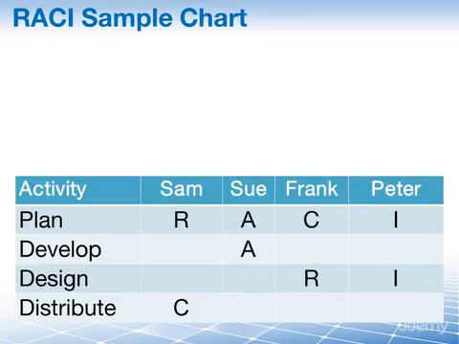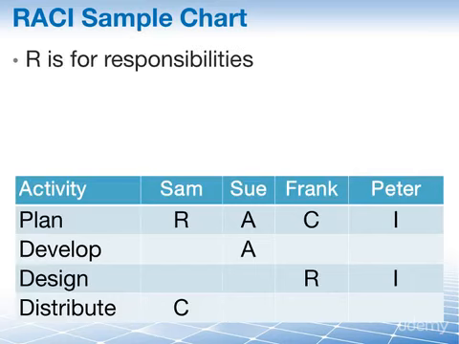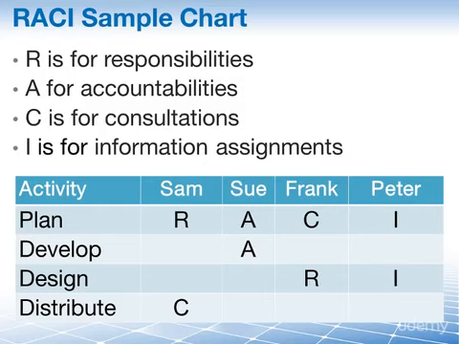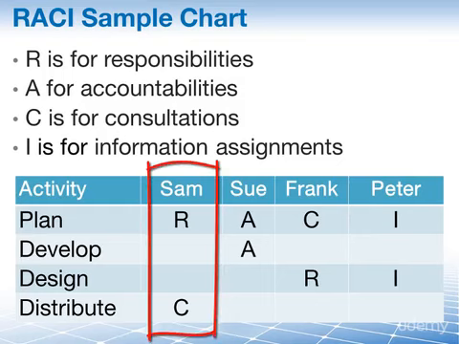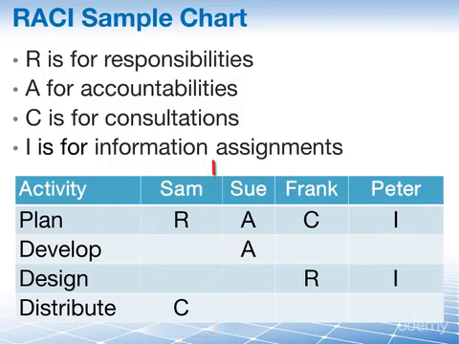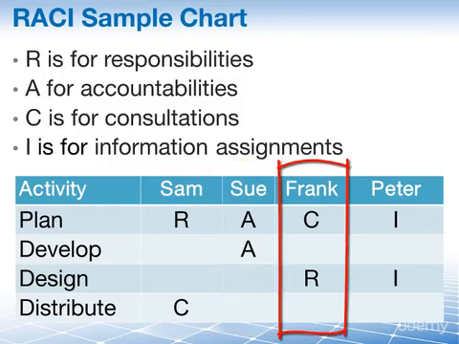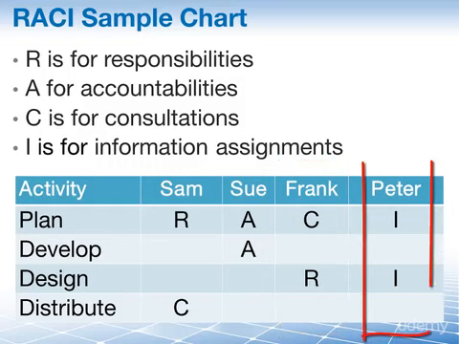In essence, it's nothing but a table. It's a matrix where R stands for responsible, A stands for accountable, C designates consulting, and I signifies information that needs to be provided. As you can see in this matrix here, we have Sam, who is responsible for planning and consults for distribution. You have Sue, who is accountable for planning and development. You have Frank, who provides consultation input in planning and is responsible for design. And finally, we have Peter, who provides information for planning and design activities.